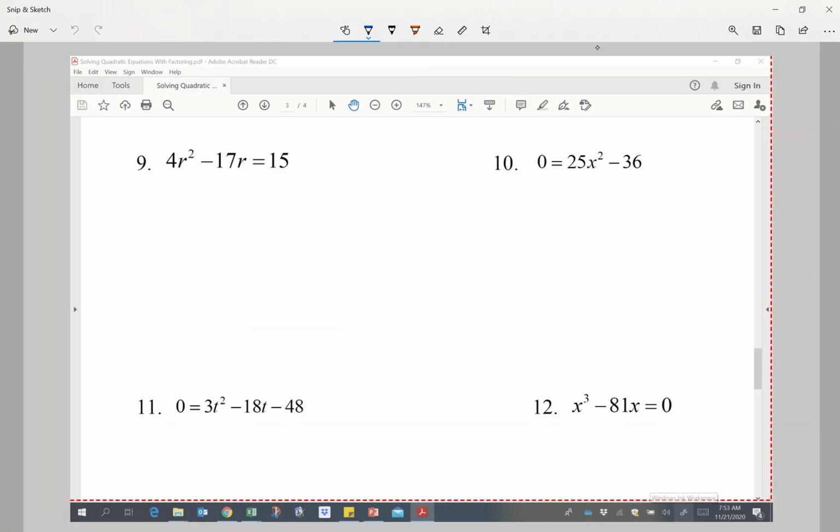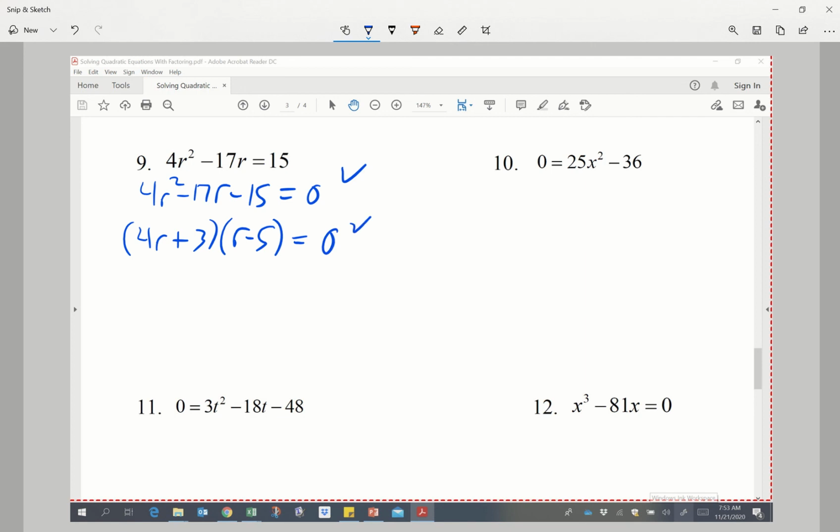So here, we have 4r squared minus 17r minus 15 equals 0. So again, step 1, put it in standard form. Step 2, we now need to factor the left-hand side. We did that. We got (4r plus 3)(r minus 5) equals 0. And now the next step is we're going to set each factor equal to 0 individually.